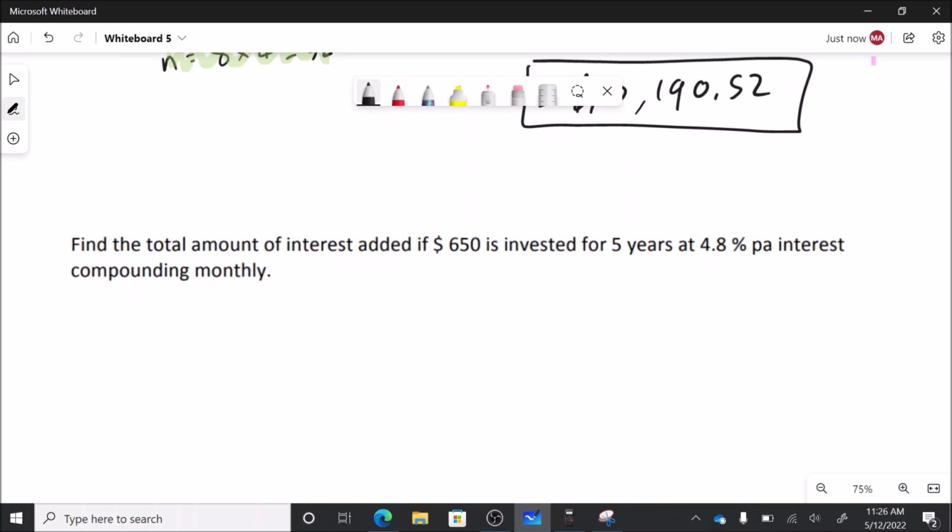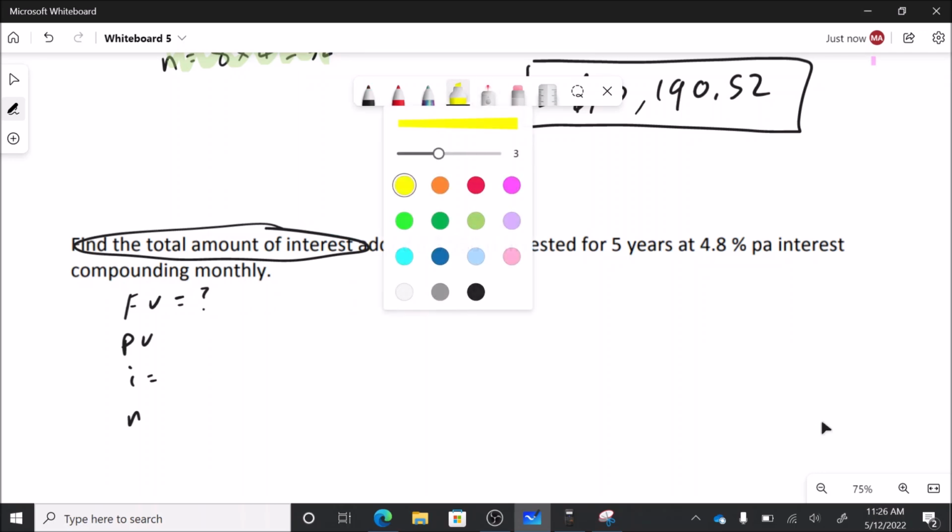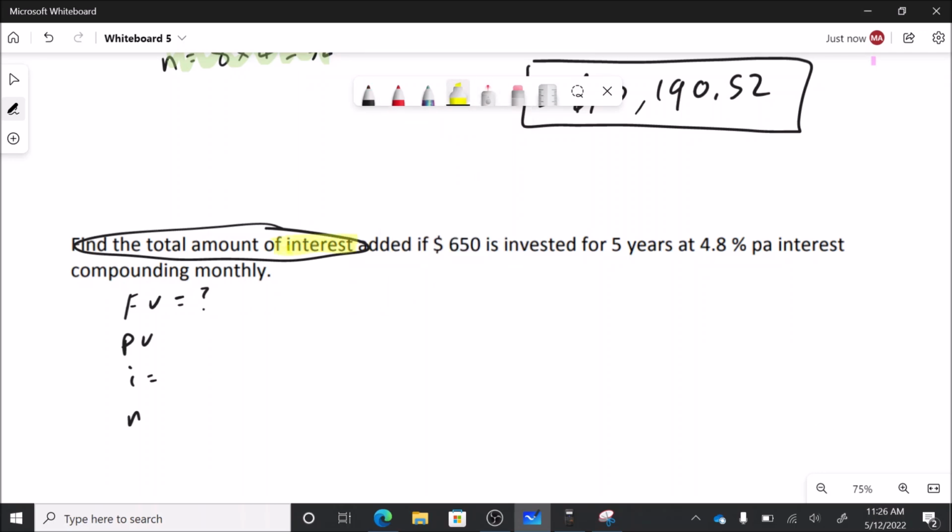Right, so future value, present value, I and N. The future value in this case, we're trying to find. So we're asked to find the total amount of interest. That's a little different. Just watch out for that one, because they're asking us to find the total amount of interest, right? So just be careful of that. That's a little bit different. Anyway, we'll cross that bridge when we come to it. $650 is invested, so our present value is $650.